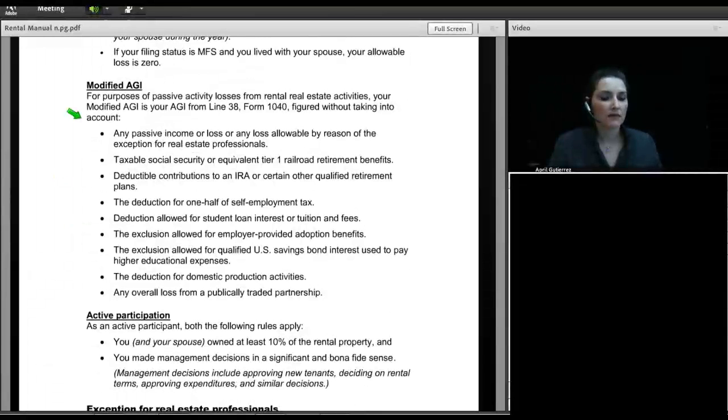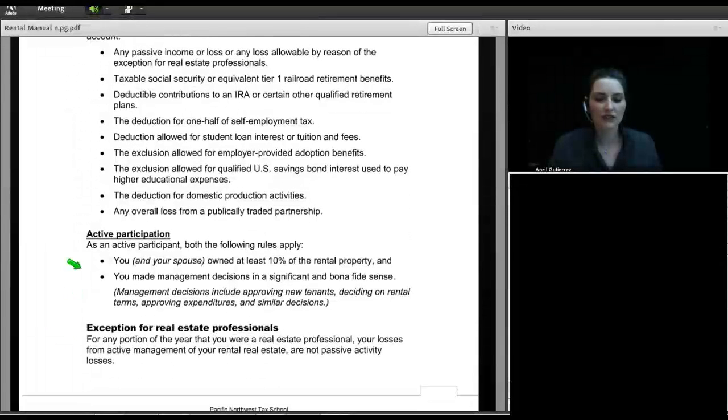Modified adjusted gross income. For purposes of passive activity losses from rental real estate activities, your modified AGI is your AGI from line 38 of your Form 1040 figured without taking into account a bunch of different things. Your software is probably figuring your modified adjusted gross income for you. I'm not going to read these items to you because you'll never remember them anyway. But it is not simply your adjusted gross income. Your modified adjusted gross income, for example, will not take into account any loss you're sustaining on the rental property. So you throw out that loss, you throw out a few other things as well to figure out what your income is. And if that modified AGI is over $100,000, you phase out, and if it's over $150,000, it's lost entirely.